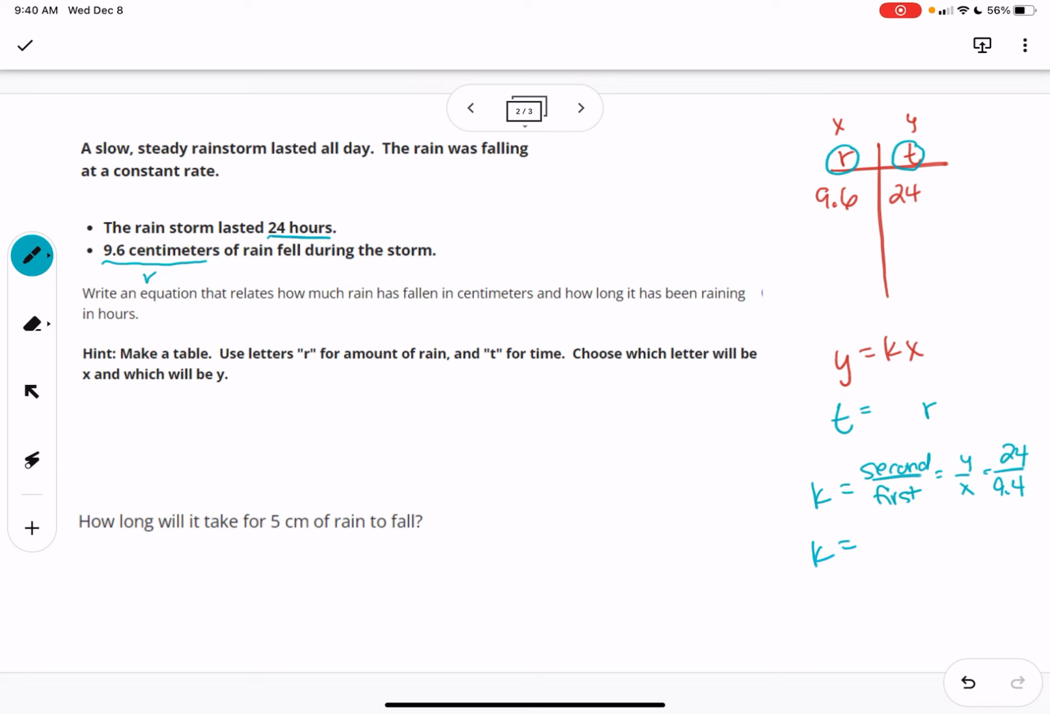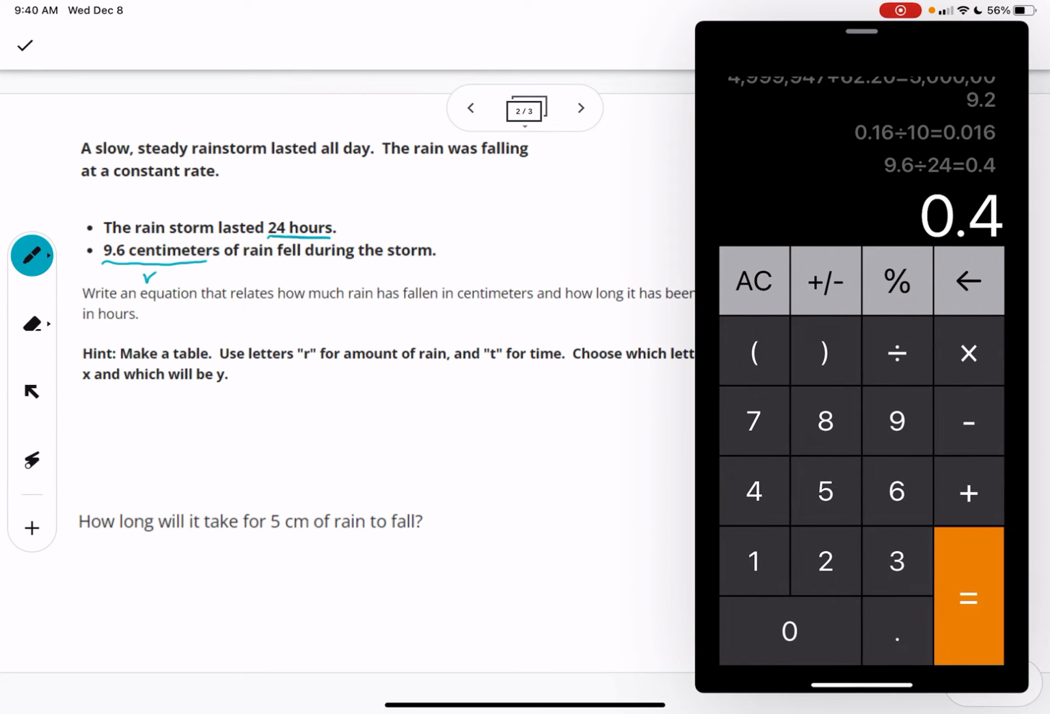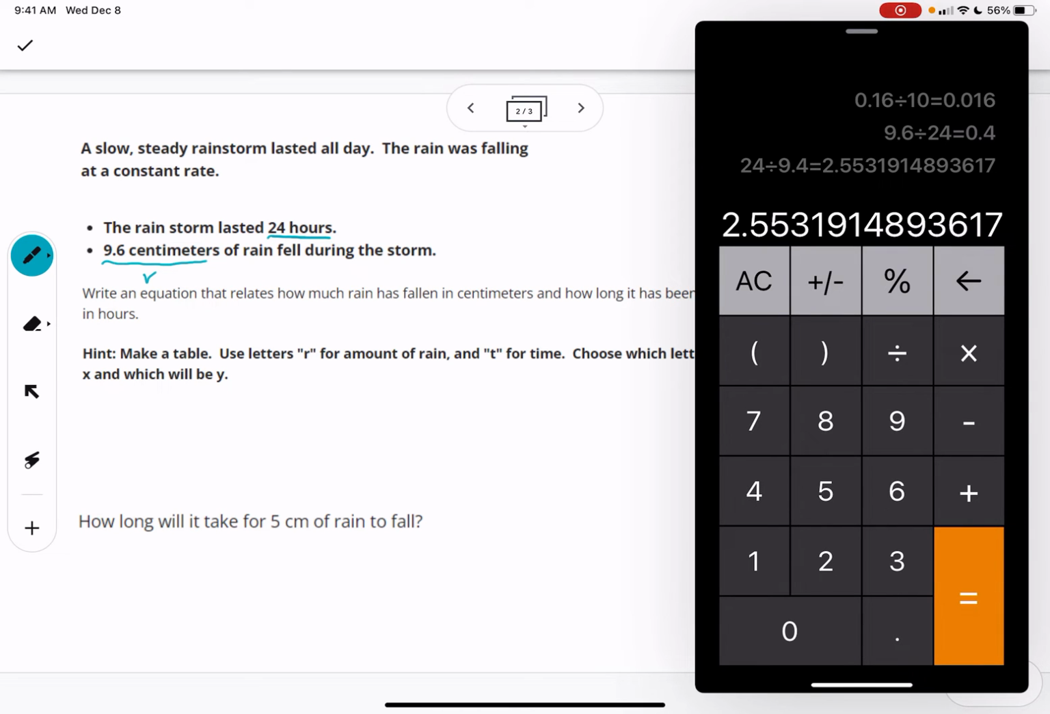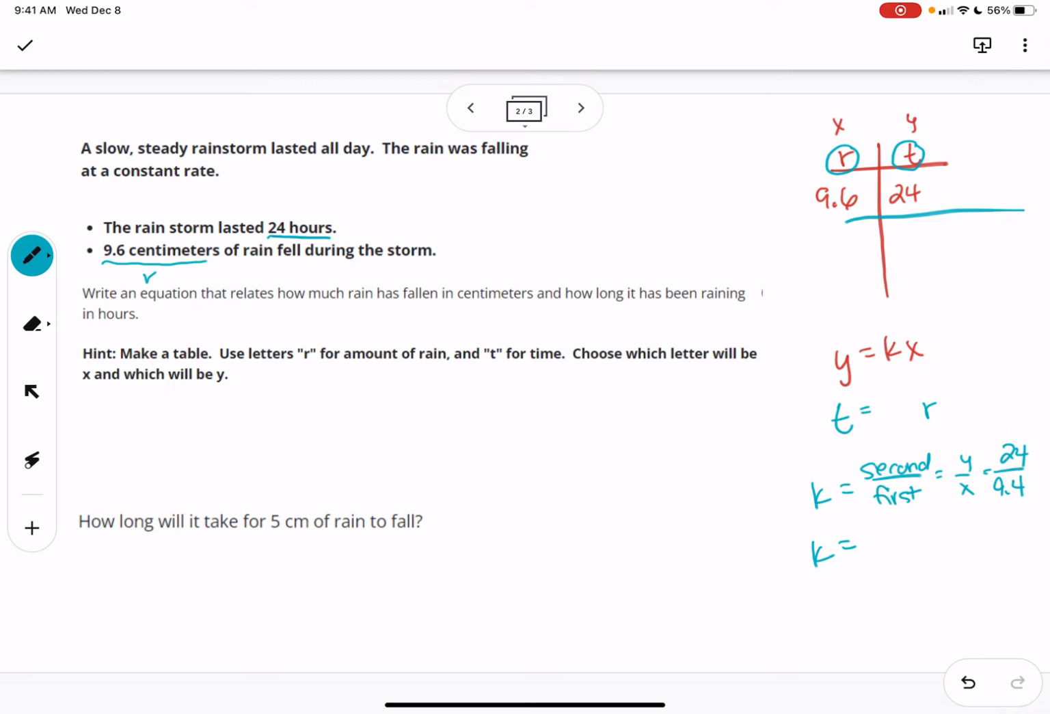So now, pull out my calculator. 24 divided by 9.4. Something's not right. 24 divided by 9.6. Sorry, I used the wrong numbers. Let me change that 4 to a 6. And so I did get 2.5. So I replaced K with 2.5.